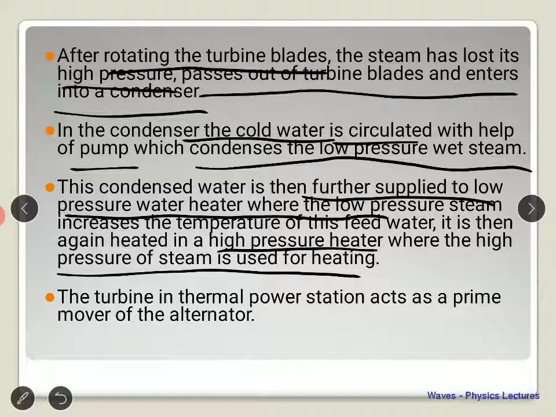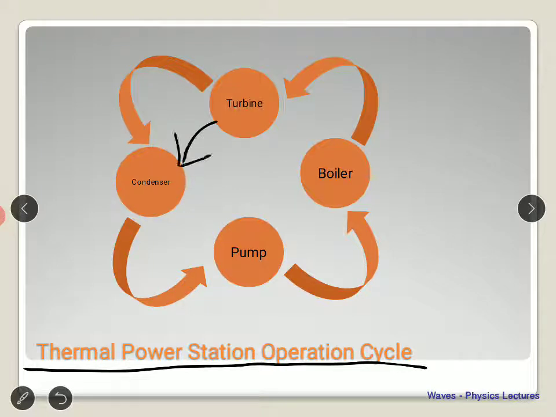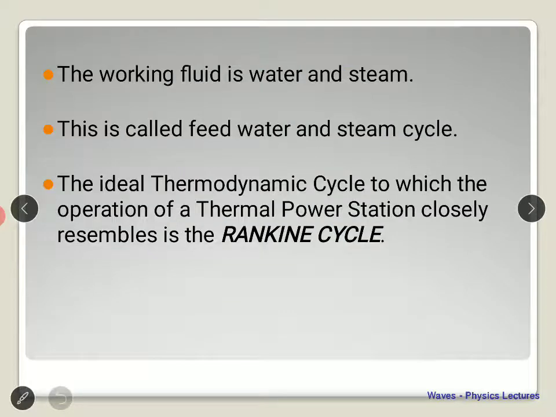The turbine in a thermal power station acts as a prime mover of the alternator. This is the thermal power station operation cycle. Again, it may be an objective question. We have the turbine, and then the condenser. From the condenser it goes back to the pump, from the pump it goes back to the boiler, and from the boiler it is again fed back into the turbine. This cycle keeps continuing again and again for keeping the thermal power station running. So what is the working fluid here? It's steam and water. Very important.